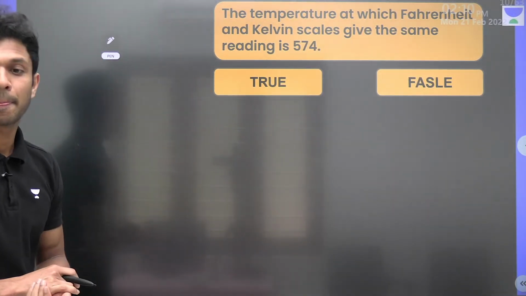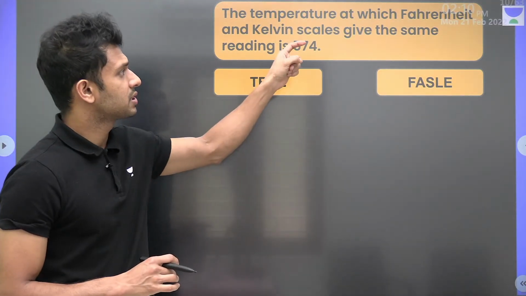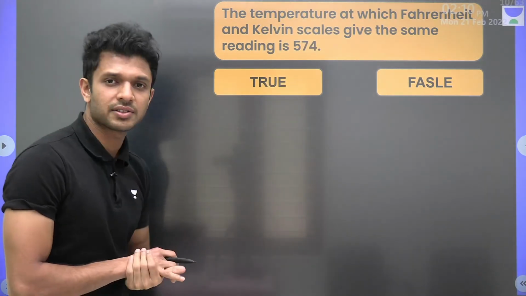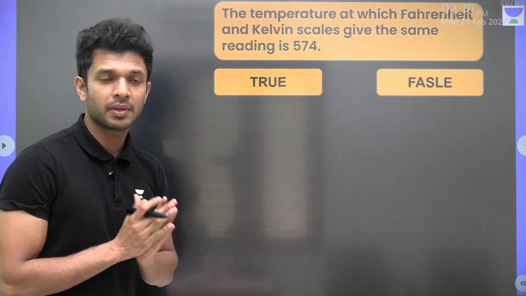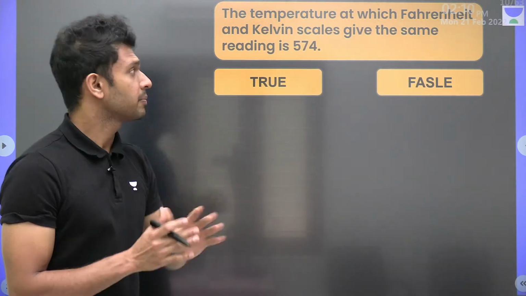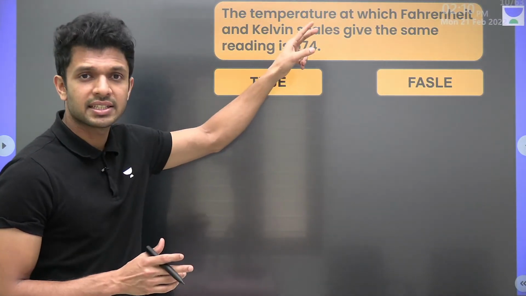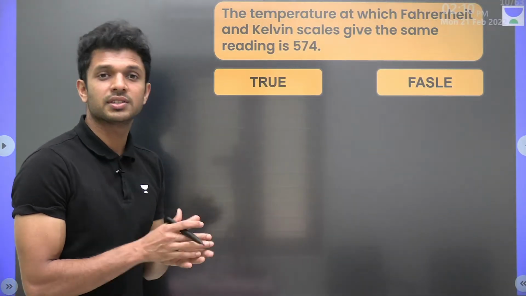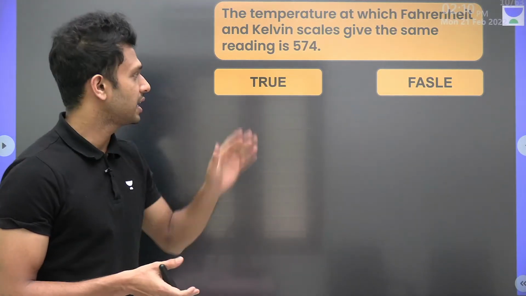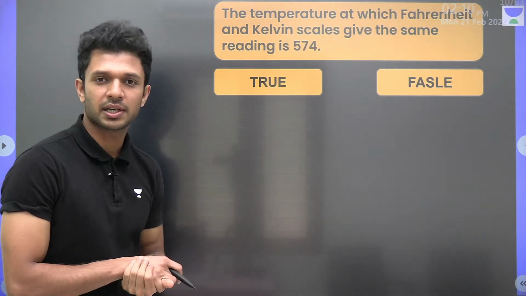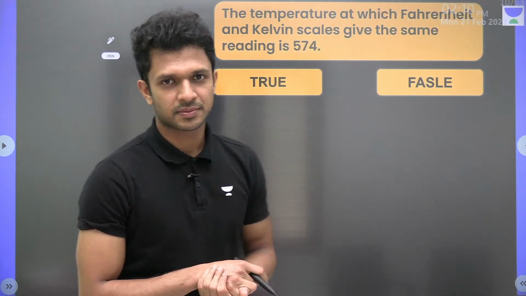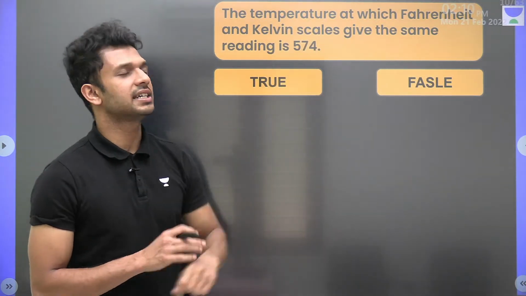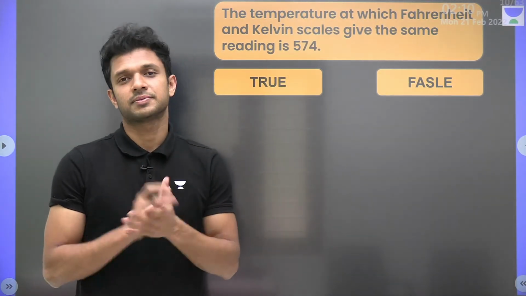Start reading the question. The temperature at which Fahrenheit and Kelvin scales give the same reading as 574. मतलब, if you are measuring the temperature of a body by using Kelvin scale and Fahrenheit scale, the statement says both of them are giving a value of 574. Is it possible or not? Is this a true statement or a false statement? Or at a temperature of 574, can this Kelvin scale and Fahrenheit scale have the same value or not?